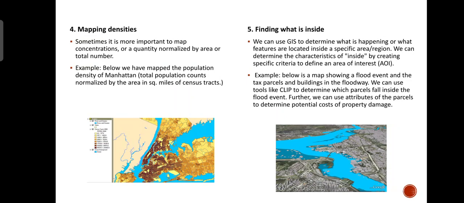Then, fifth one, finding what is inside. We can use it to determine what is happening or what features are located inside a specific area or region. For example, below is a map showing a flood event and the tax parcels and buildings in the floodway. We can use tools like clip to determine which parcels fall inside the flood event. Further, we can use attributes of the parcels to determine potential cost of property damage.